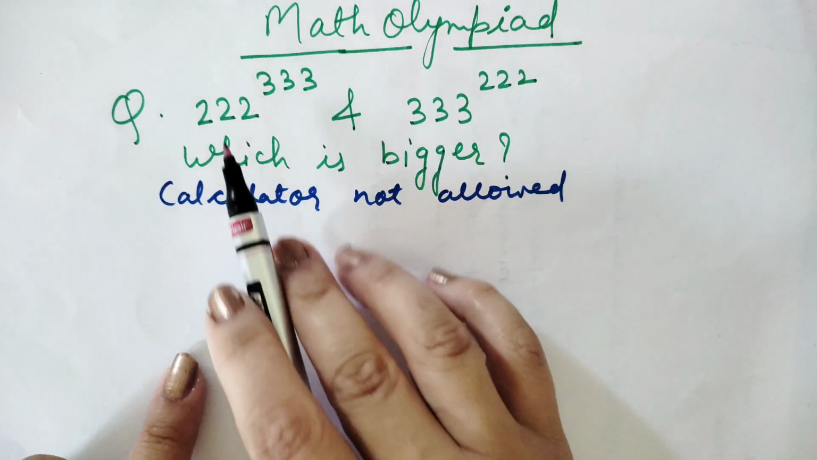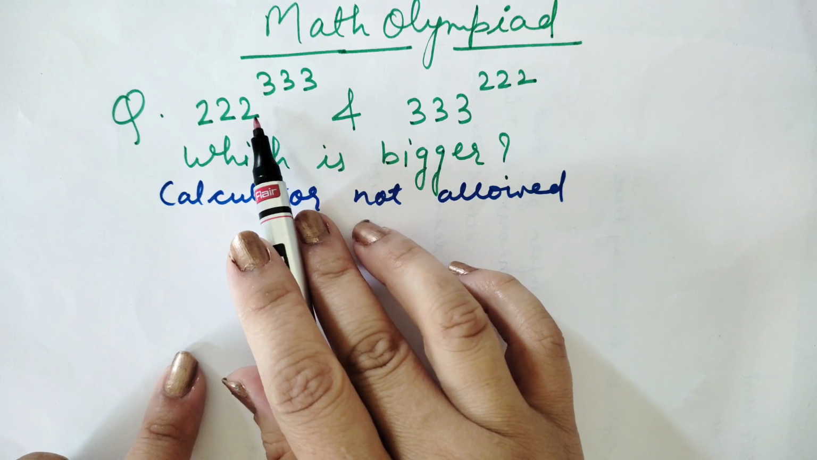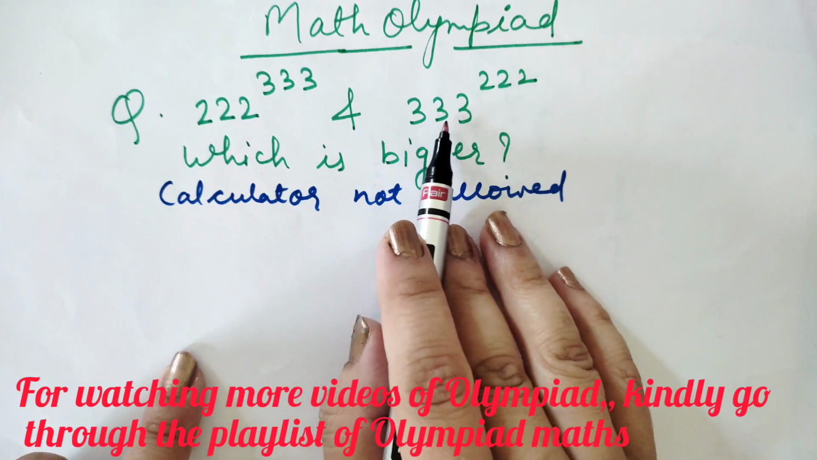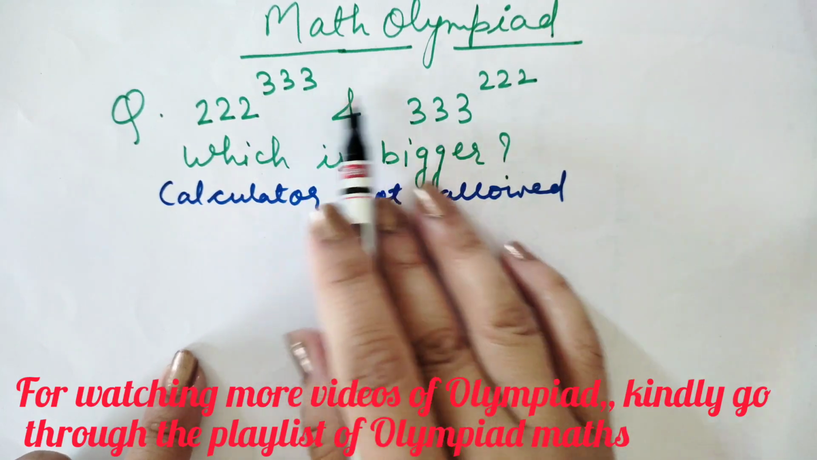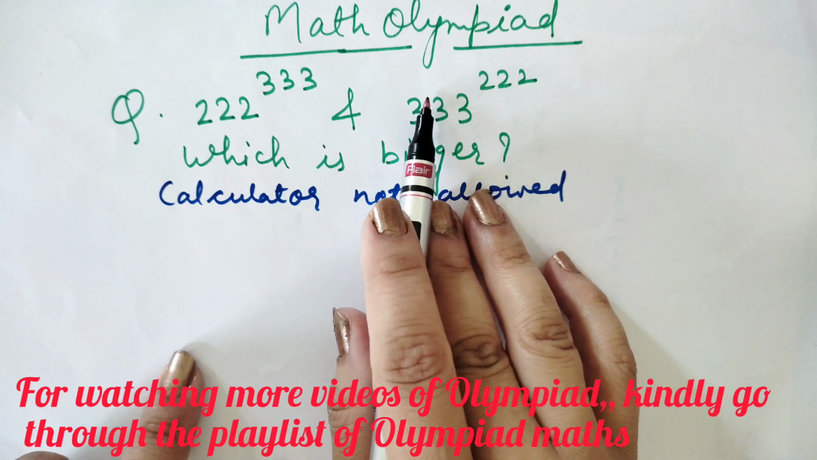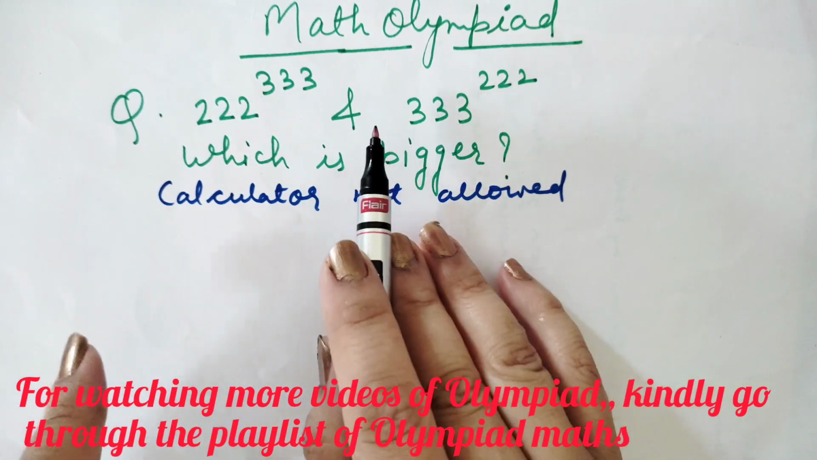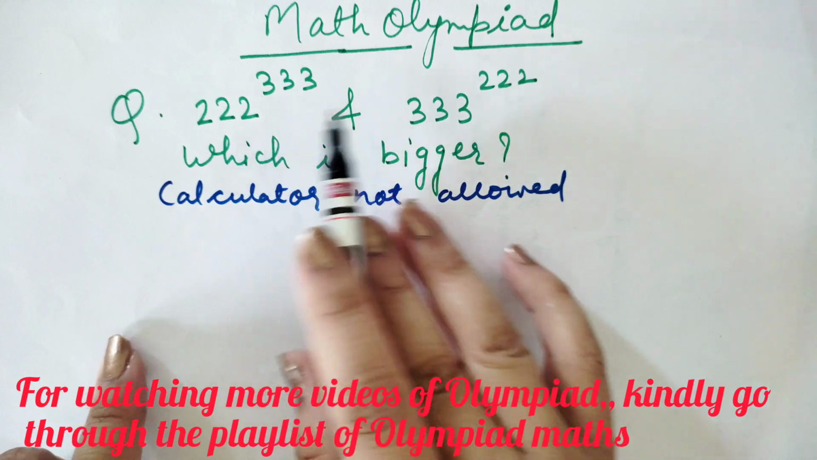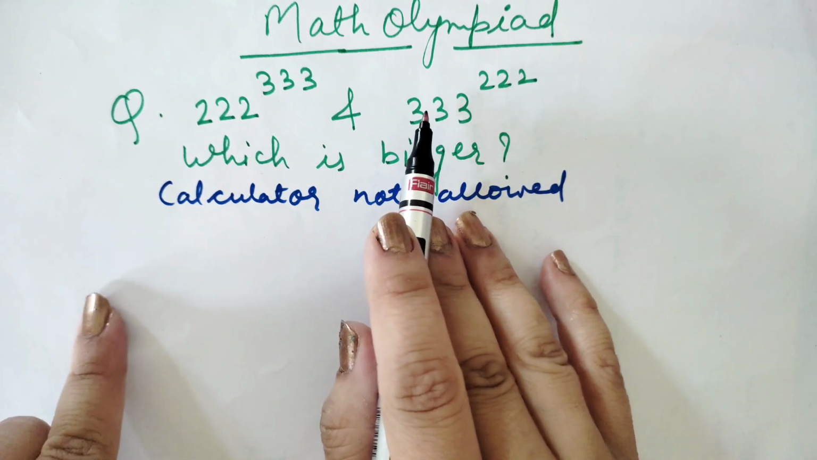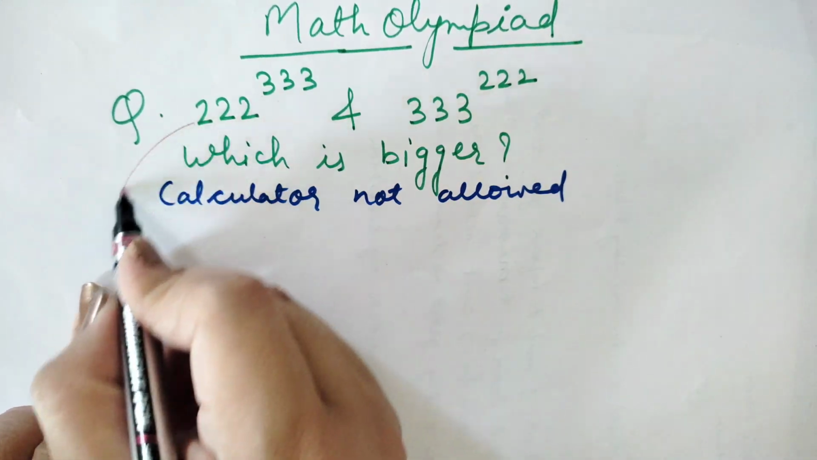You can see 222 is always smaller than 333, but the powers are different. So how do we calculate this question? Which one is greater? Maybe this is greater or maybe that is greater. So how to solve? First of all, you can see this.